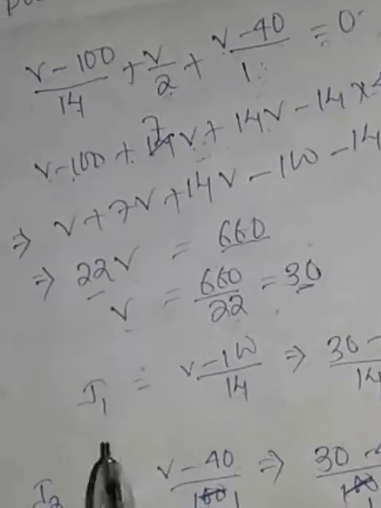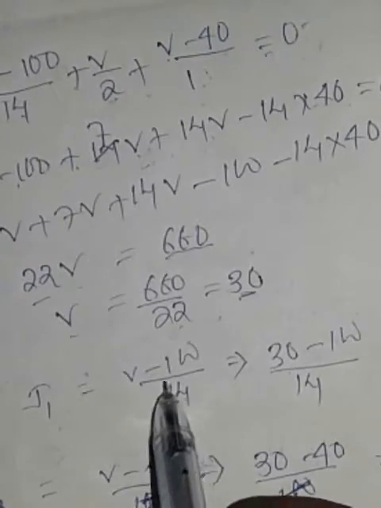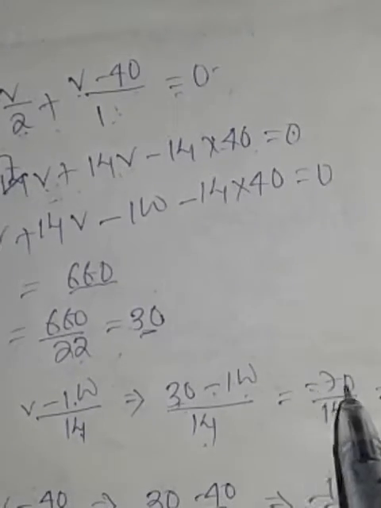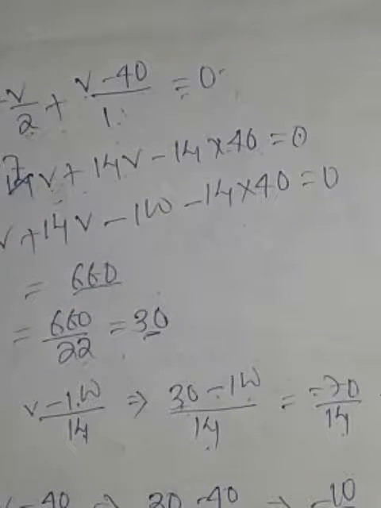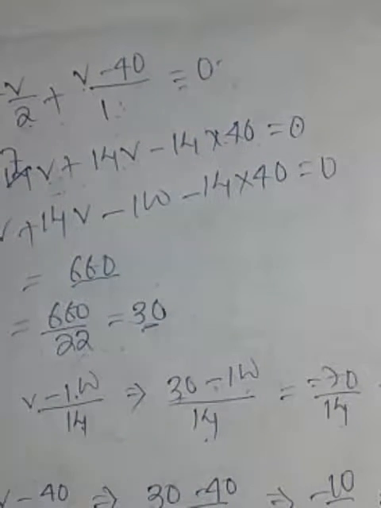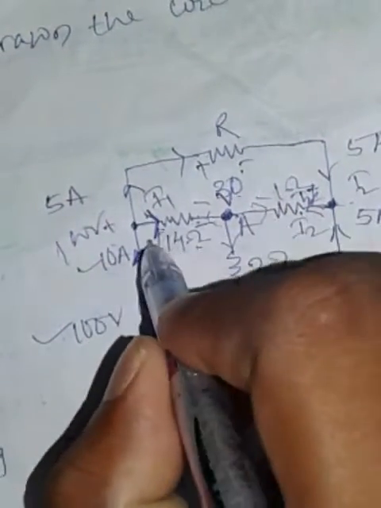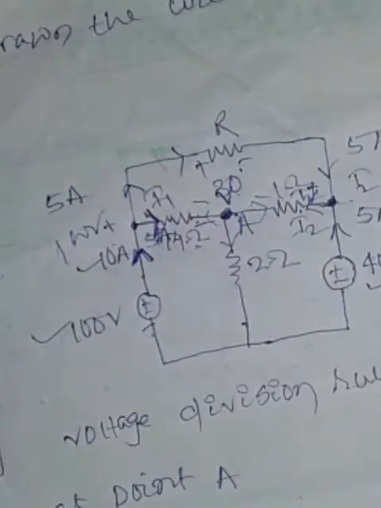So we are getting the I1 current as (V minus 100) by 14. So (30 minus 100) by 14 is equal to minus 70 by 14, so minus 5. Minus 5 means the current is in the negative direction to what we have taken. So in this given figure, the current is flowing in this way, which is 5 ampere.